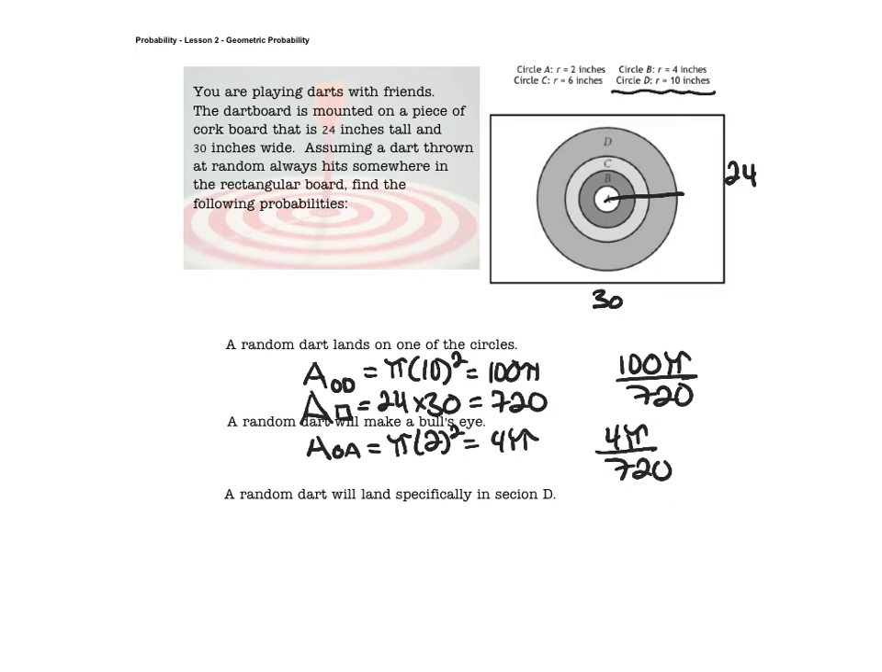Okay, so if I want to get just in, let's highlight it. We're just in section D. That's this area here. So I'm going to have to take the big circle, which is circle D, and subtract out of it circle C. If I take out circle C, that counts for B and A as well. So if I take out circle C, I'll be left with this washer area. And then I'm going to put it over the area of the rectangle.